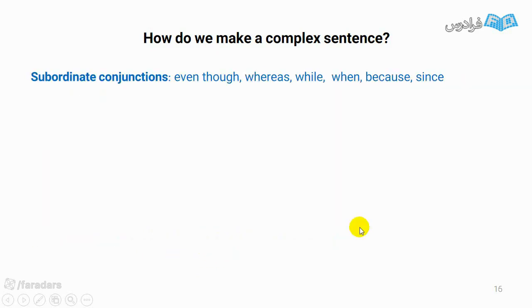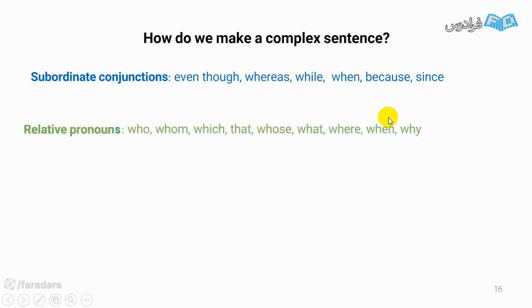Let's check what subordinate conjunctions are. Words like even though, whereas, why, when, because, since, and the relative pronouns who, whom, which, that, whose, what, where, when, and why.